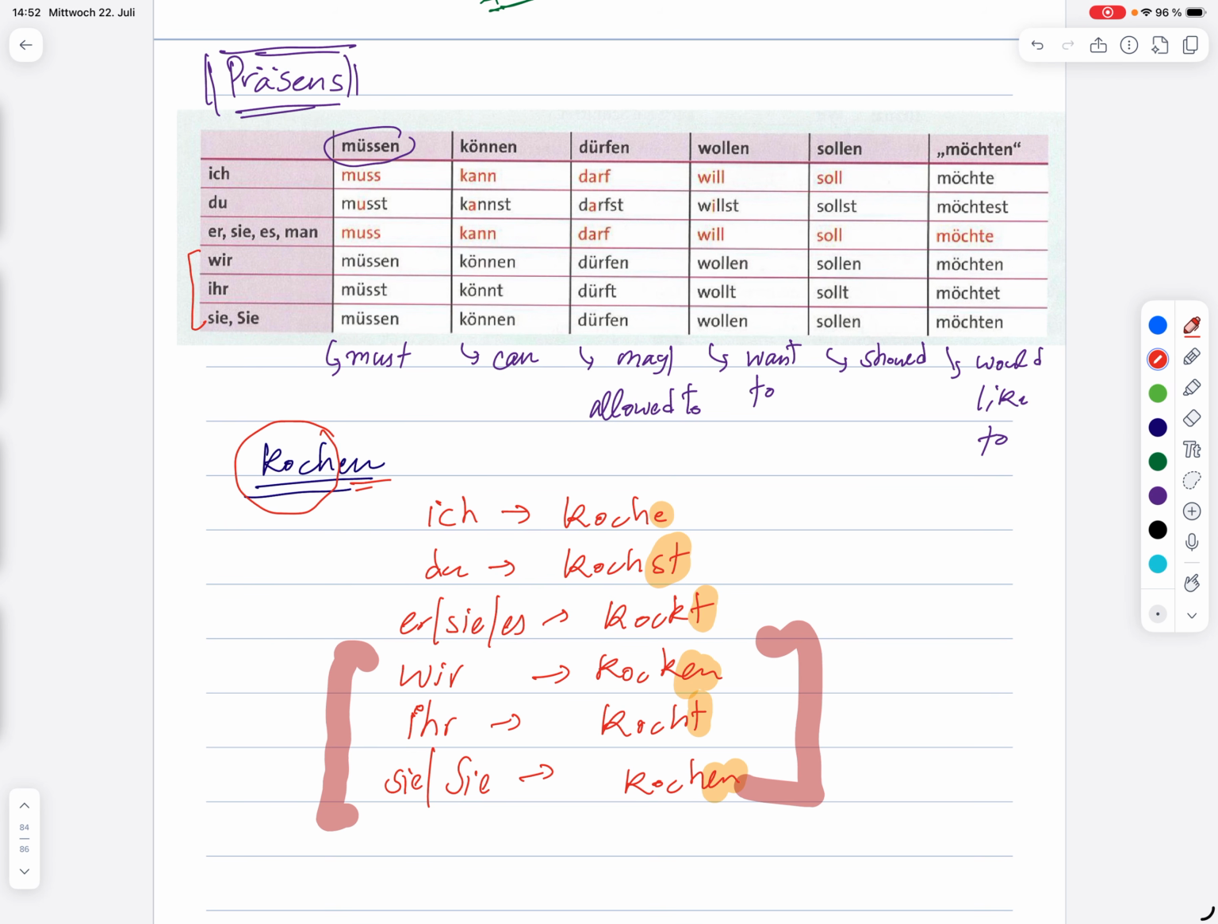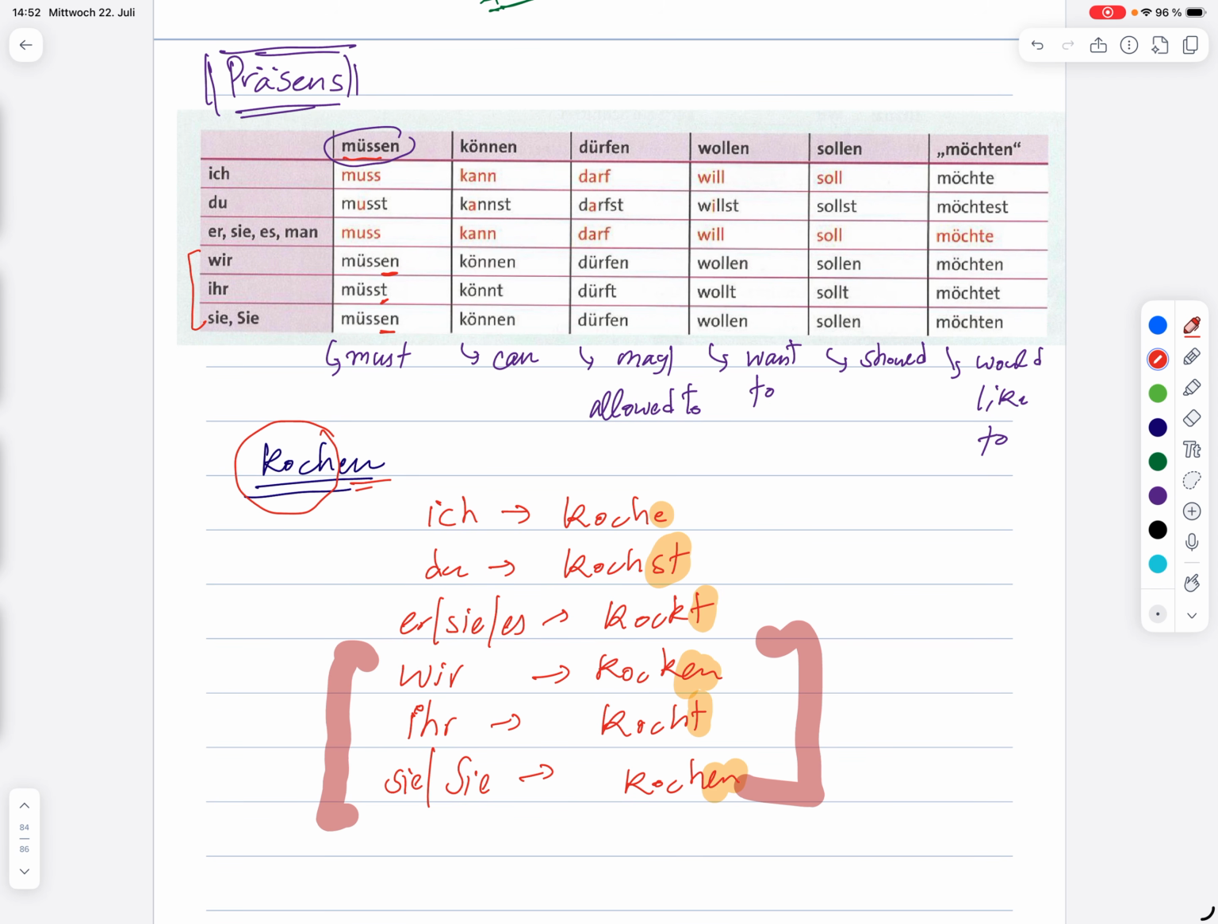For ihr, sie, for example, we have müssen. So I will take the stem word müss, and then I have added t for ihr, en for wir, and en for sie. So here müssen, müsst, then müssen again, and this is true for all the modal verbs, right?